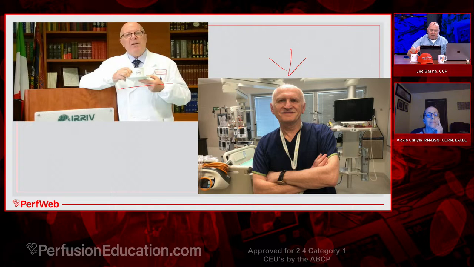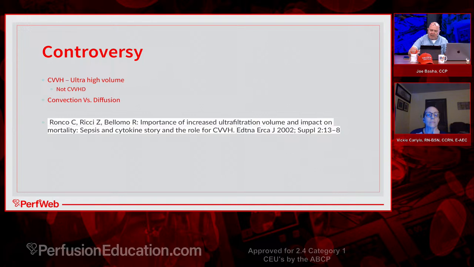But Claudio Ronco and Ronaldo Bellomo, two incredible geniuses when it comes to managing patients in the critical care unit, whether it be on ECMO and having gross systemic inflammatory response or circulatory collapse due to sepsis, or acute kidney injury, acute renal failure, and how to manage fluid mismanagement, acid-base derangements, and everything else. They've written a whole bunch of stuff, and it's very controversial.